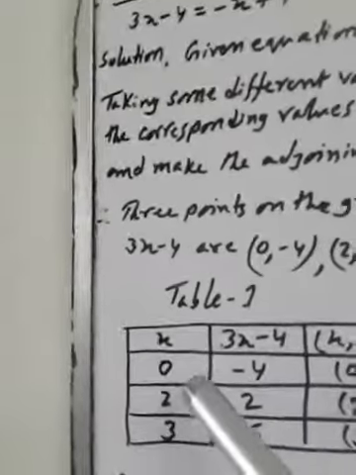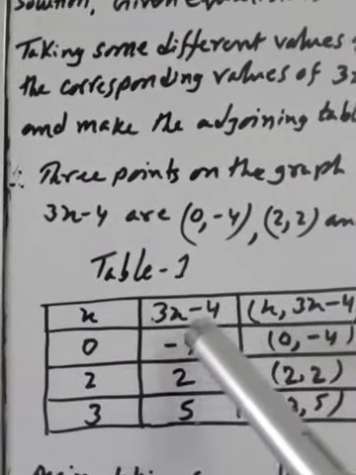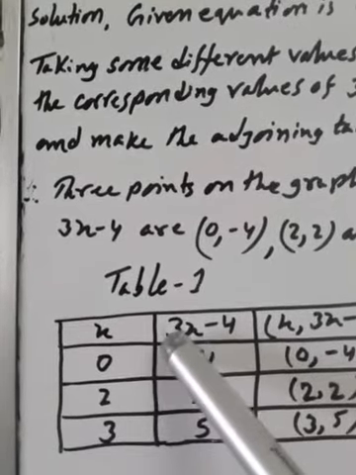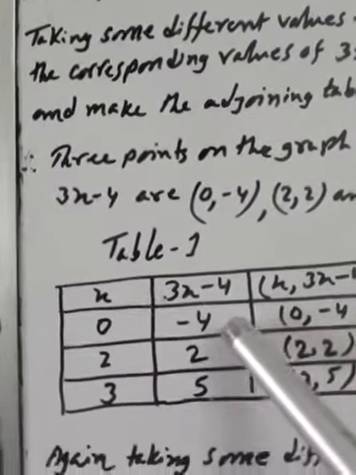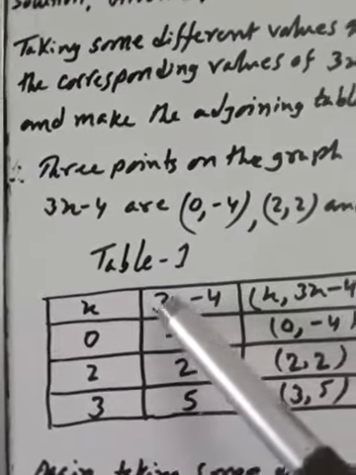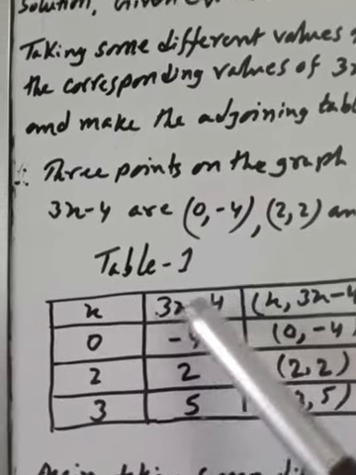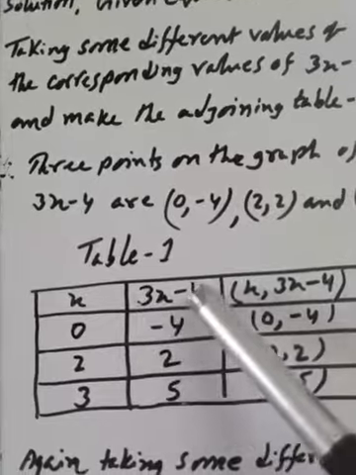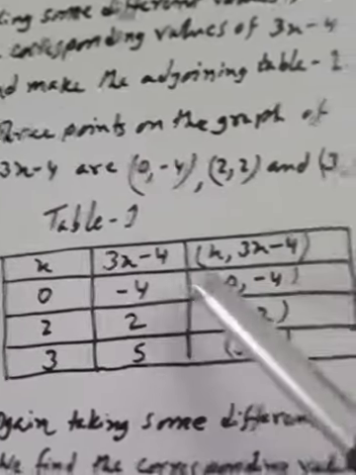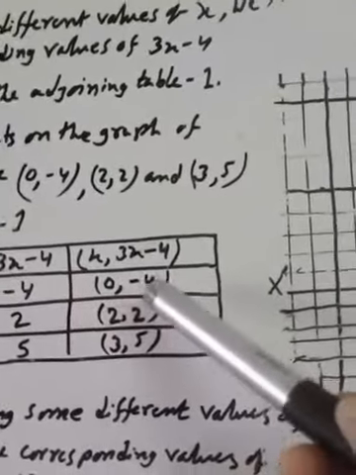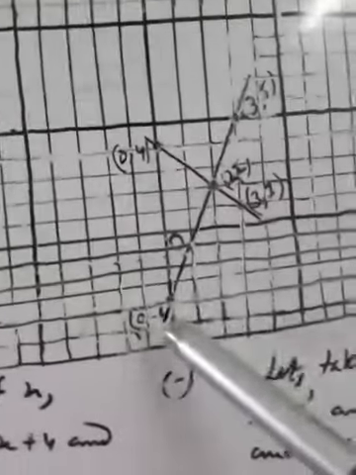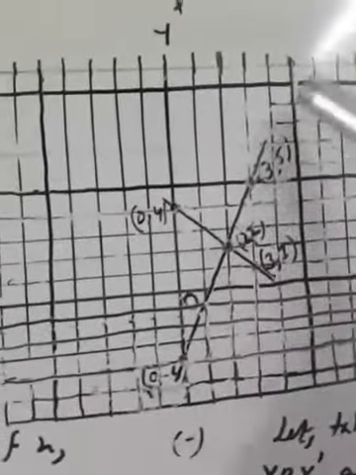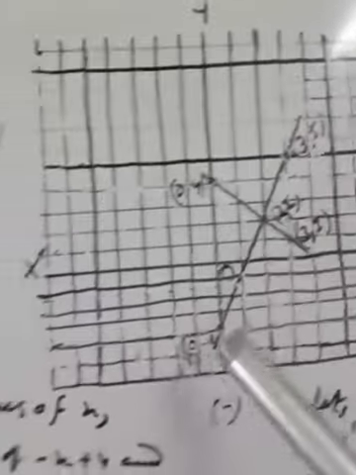First, we have to find out the first equation, 3x - 4. If x equals 0, 0 multiplied by 3 is 0, minus 4 equals -4. If x equals 2, 3 multiplied by 2 is 6, 6 minus 4 equals 2. And if x is 3, 3 times 3 is 9, 9 minus 4 equals 5. These are the points. Then we plotted (0, -4), (2, 2) and (3, 5) and we joined the line and got a straight line.